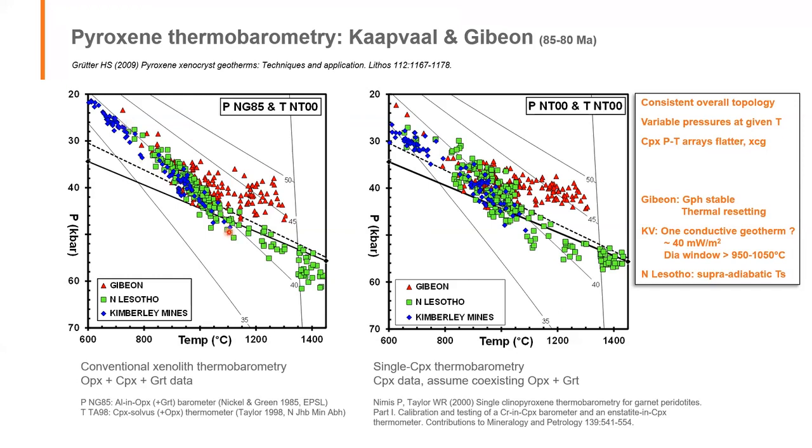But you see the same relative arrangement for the Kaapvaal. It looks like you've got one conductive geotherm over there. You can see one conductive geotherm for the clinopyroxenes using the single CPX technique. The diamond window is in the same place. You can reproduce the adiabatic temperatures from Northern Lesotho using the single grain approach. So if you look at the relative information recovery that you get from the single CPX thermobarometry technique, by assuming the presence of coexisting orthopyroxene and garnet, you can do pretty well.